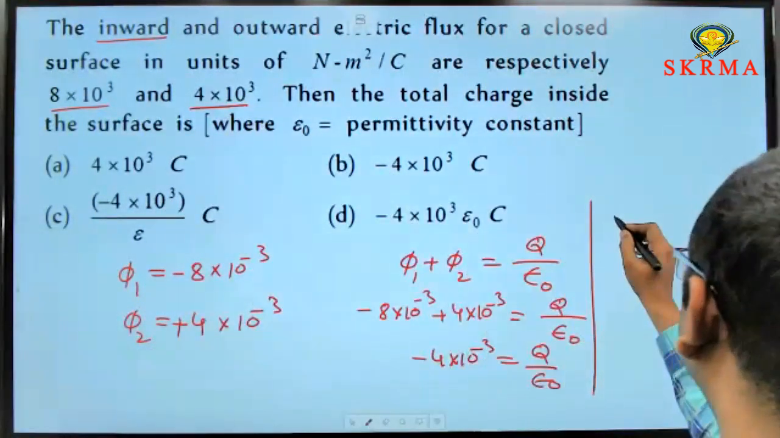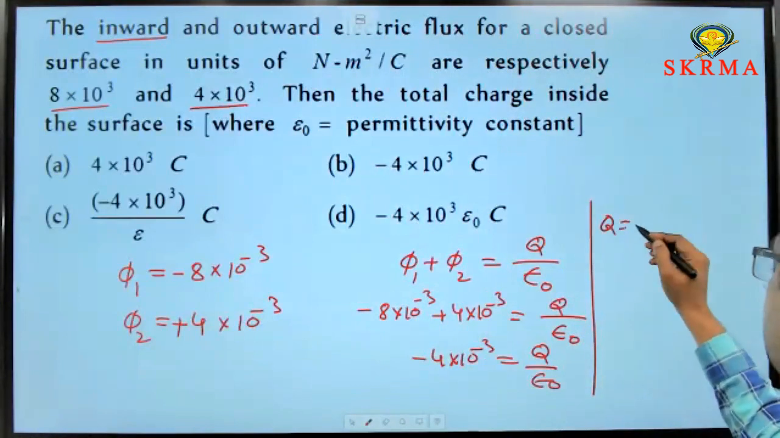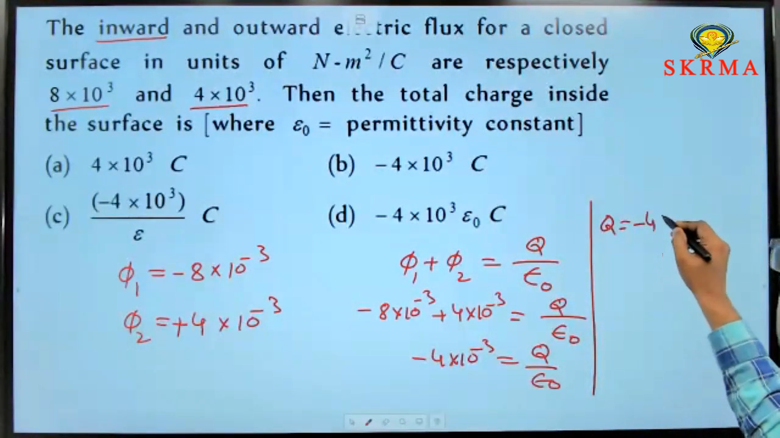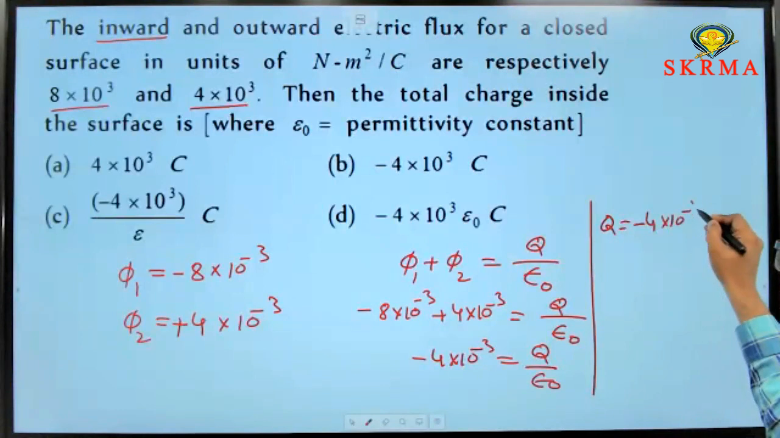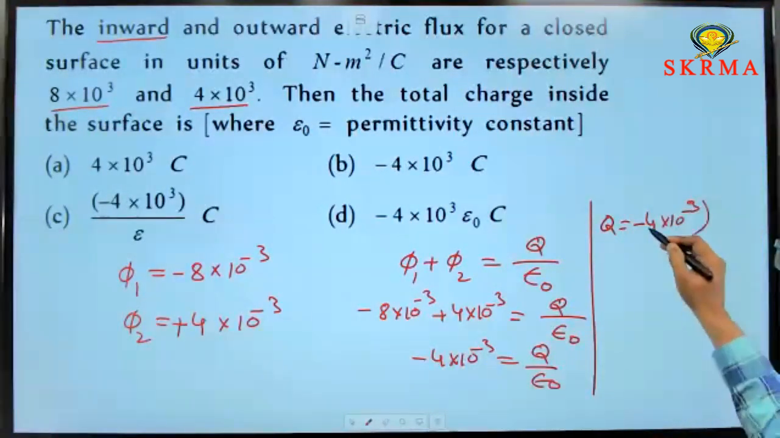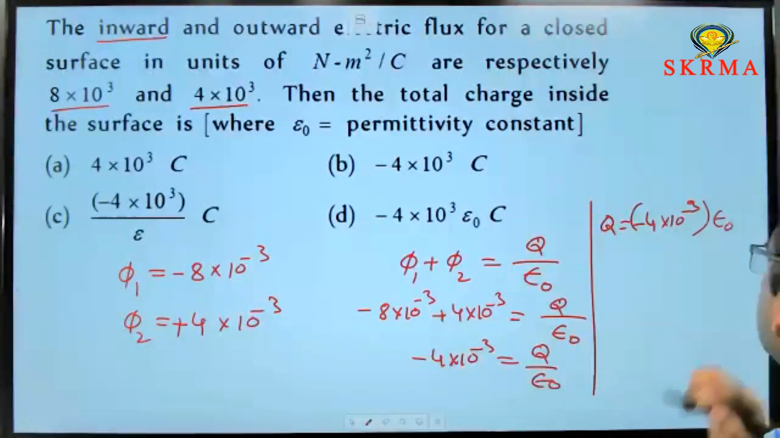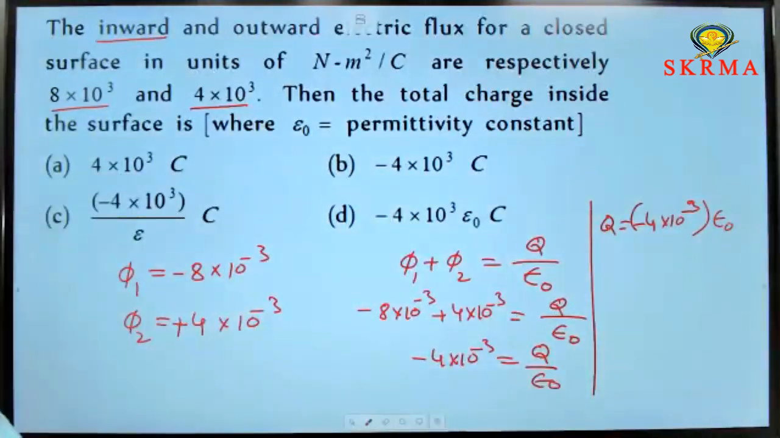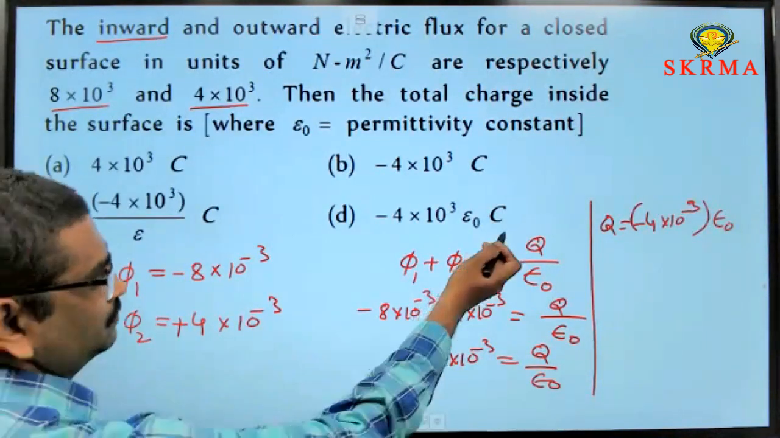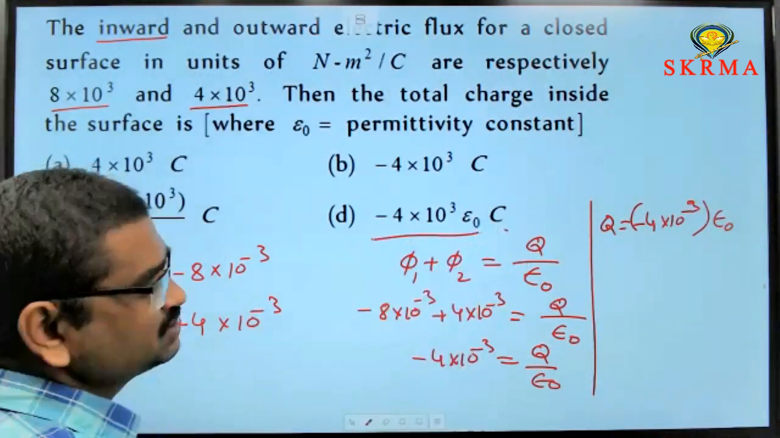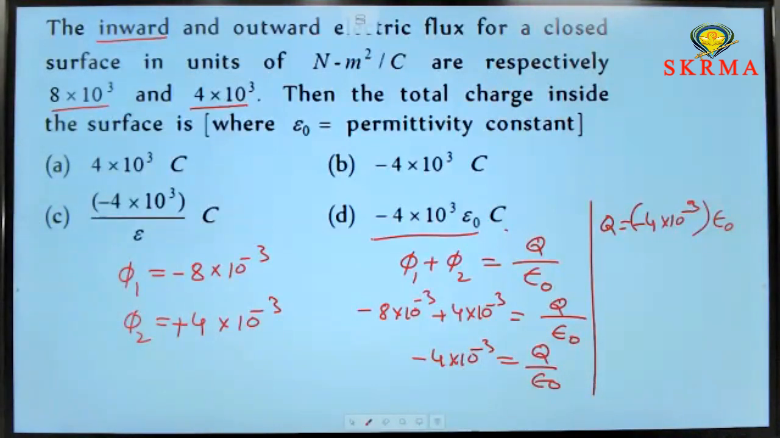Now from this, q can be written as -4 into 10 power -3 into epsilon naught. That is the answer. So which option is the correct one? This one. C represents coulombs, the SI unit. Next, go through the next one.